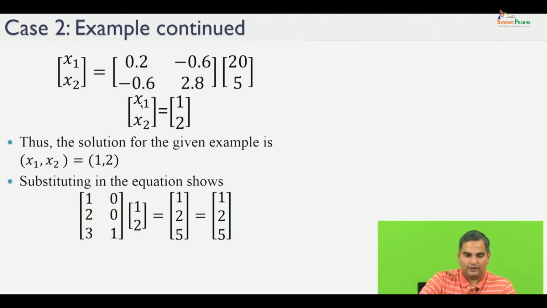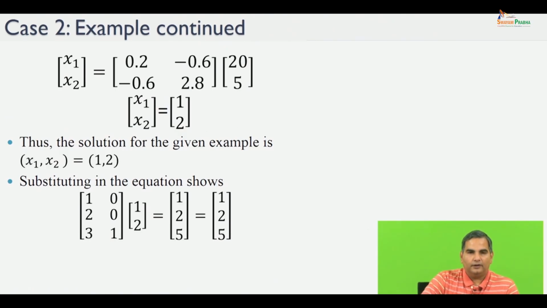After some more calculations, you will see that x1 equal to 1, x2 equal to 2, thus the solution is 1, 2, and we had already verified that this would solve the equation, and we had verified that 1, 2 is a solution that we can directly get by observation from the previous slide.